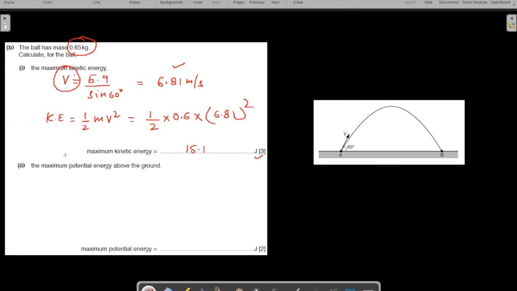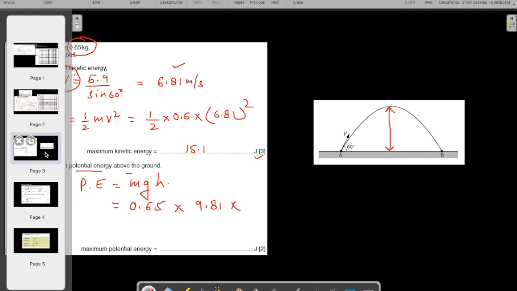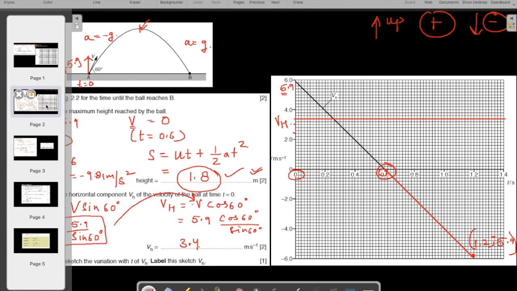Fine. Now the maximum potential energy above the ground. When do you have the maximum potential energy? When you have the maximum height. What is the formula for potential energy? M, G and H. What is M? 0.65. I'm substituting the values in the equation and then you can use your calculator to calculate it. G is 9.81 and how much is the height? Height we calculated already. Where did we calculate it?